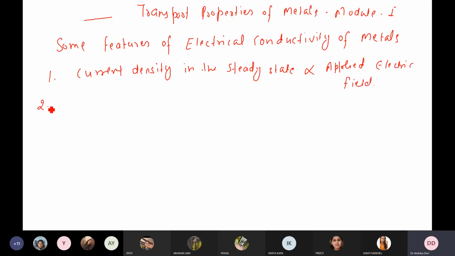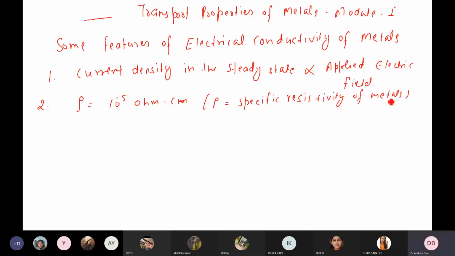Then another important feature is the specific resistivity of metals at room temperature is of the order of 10 raised to power minus 5 ohm centimeter. Where rho is the specific resistivity of metals.